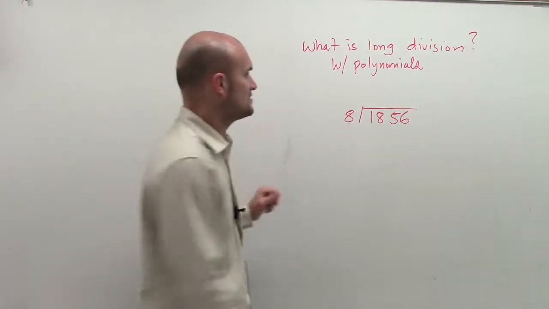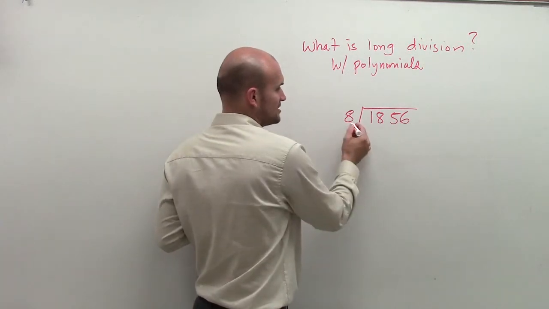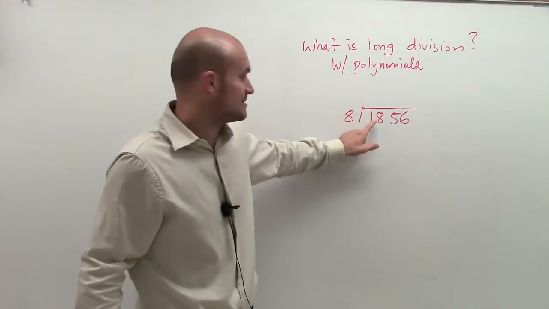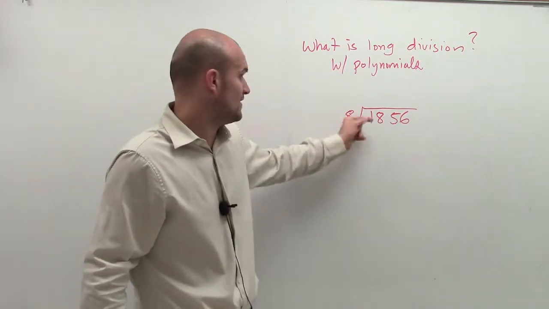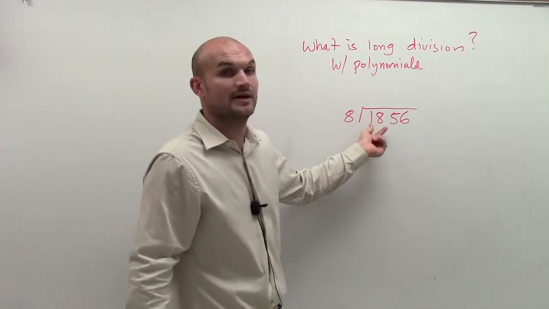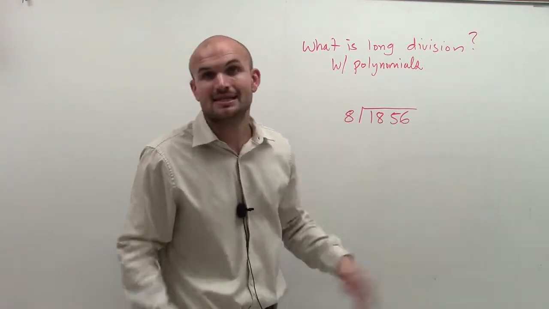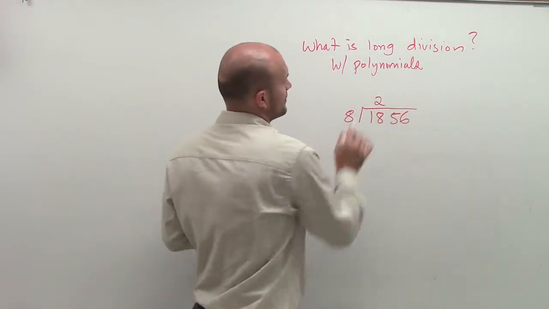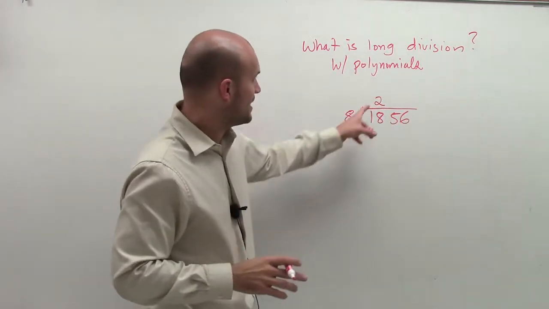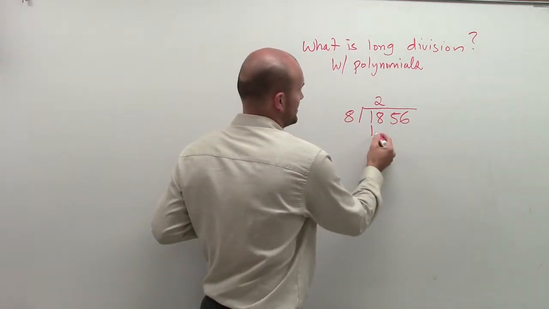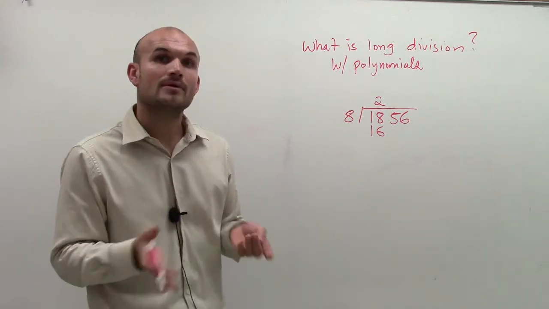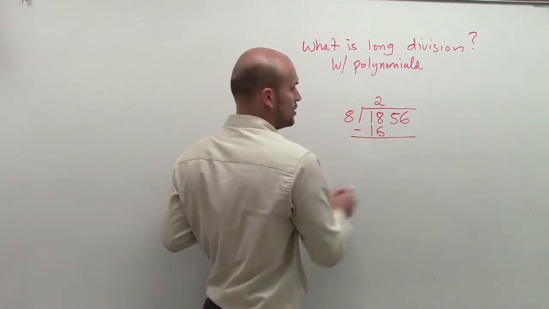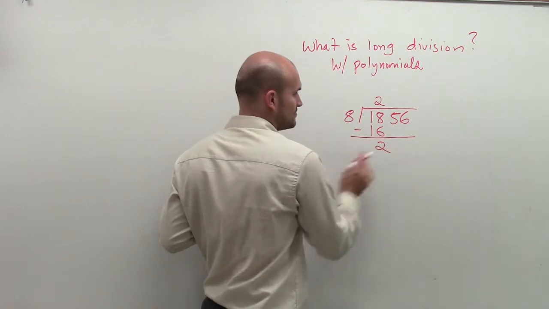So the first thing you want to do is see, does your divisor divide into your first term? Since 8 does not divide into 1, I move on to the next two digits. Now I look at 8 divided into 18, and yes, it does. It goes in there twice. So I put a 2 over my 18, and then I multiply 2 times 8, which gives me 16. When you're doing long division, make sure you subtract your two rows. So 18 minus 16 is 2.